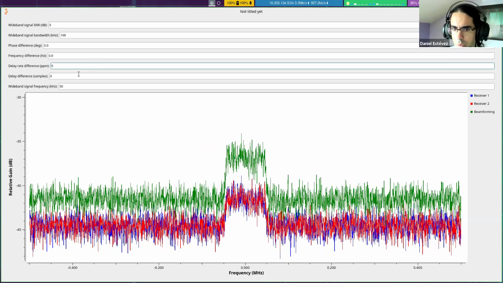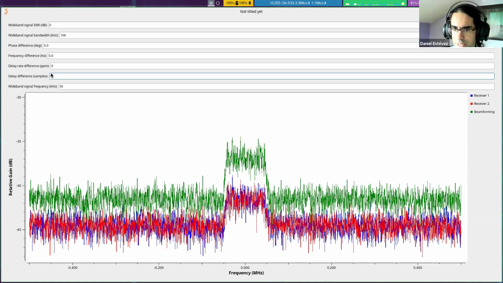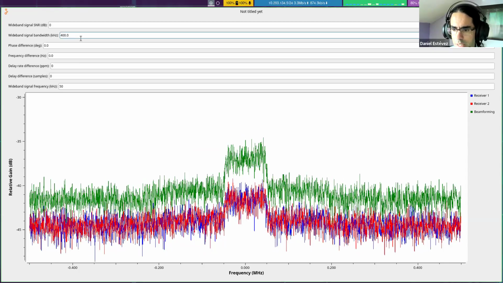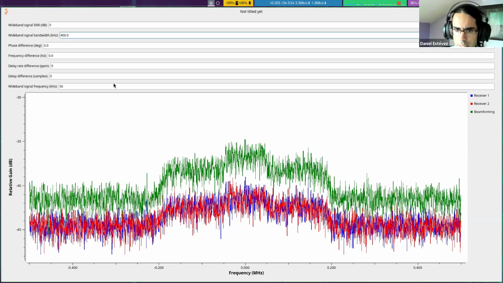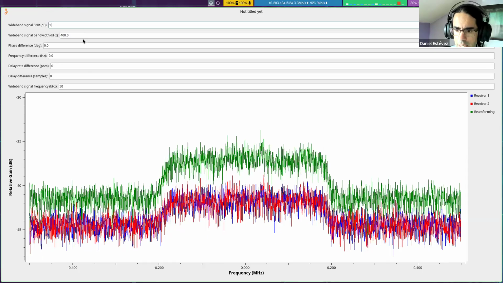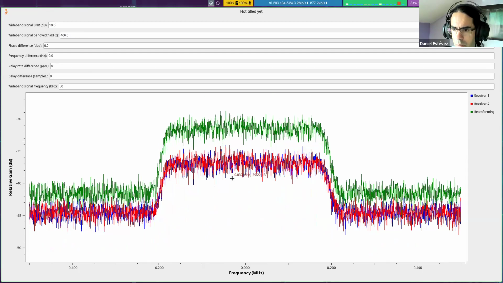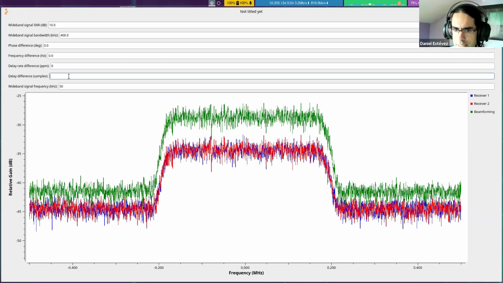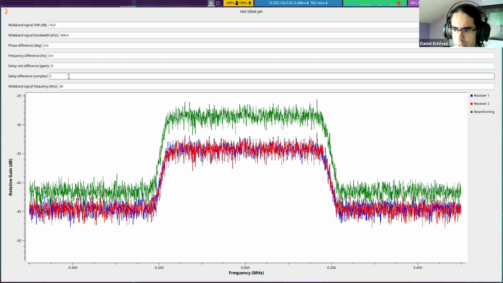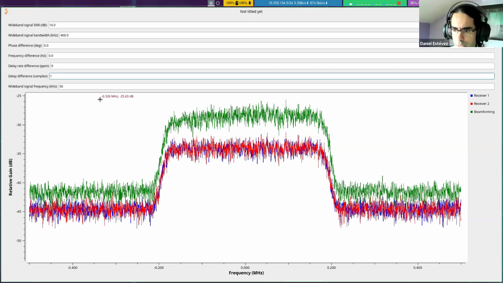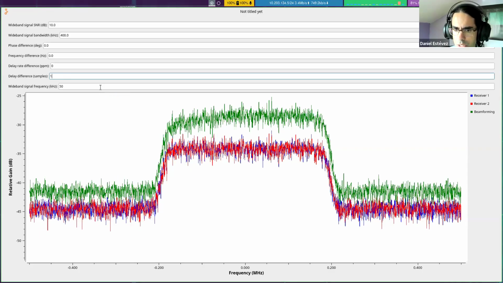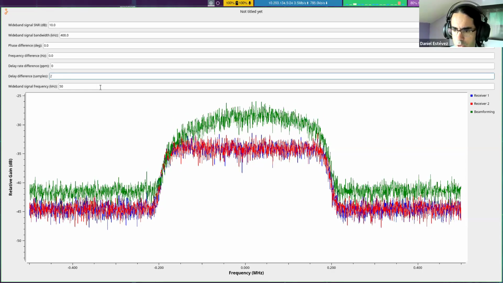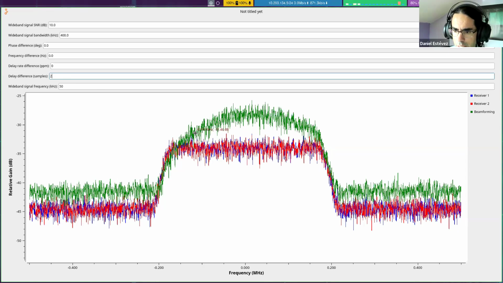What happens with the sample delay difference? To demonstrate that, because it's easier to see, I'm going to make this wider. I'm going to make it 400, and maybe I'm also going to make it a little bit stronger. It will be easier to see in this way. So let's see, if I set a delay difference of 1 sample, we don't see anything at the moment. Let's set a delay difference of 2, and now we see something strange.